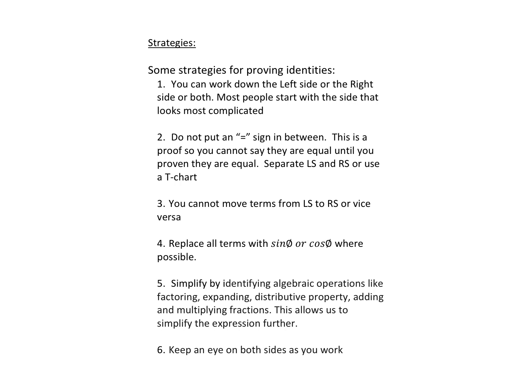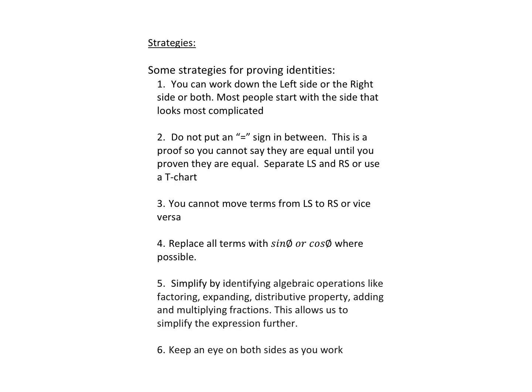So, a couple of strategies. As I said, you want to make sure that the left side is equal to the right side. So you are going to work down either the left or the right. We don't write an equal sign in between because we have not proven that they are true. If we haven't proven they are equal, we can't say they are equal. So we write left side and right side, or we can write them in a T-chart, which kind of keeps them separate. You can't move terms from the left side to the right side or vice versa. You have to only work down each side separately.